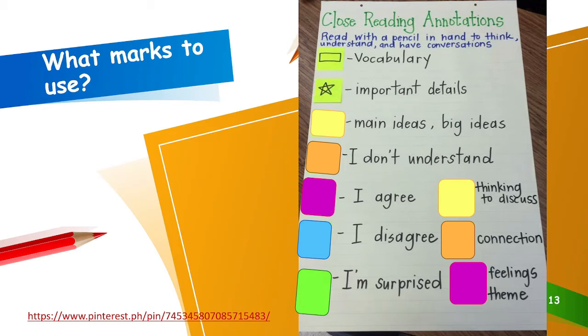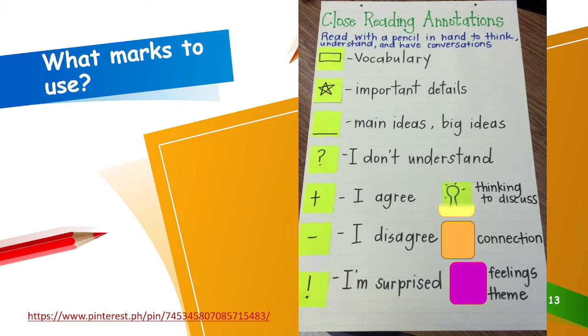Next is, put a star or asterisk if you think that that thought or that message is important or that word is important. Use underline if it's for main ideas or big ideas. Question mark, of course, if you don't understand. Plus, if you agree. Minus sign if you disagree. Exclamation point if you're surprised or you think that that thought or that idea is just new to you and you're surprised to it na mayroon palang ganon.